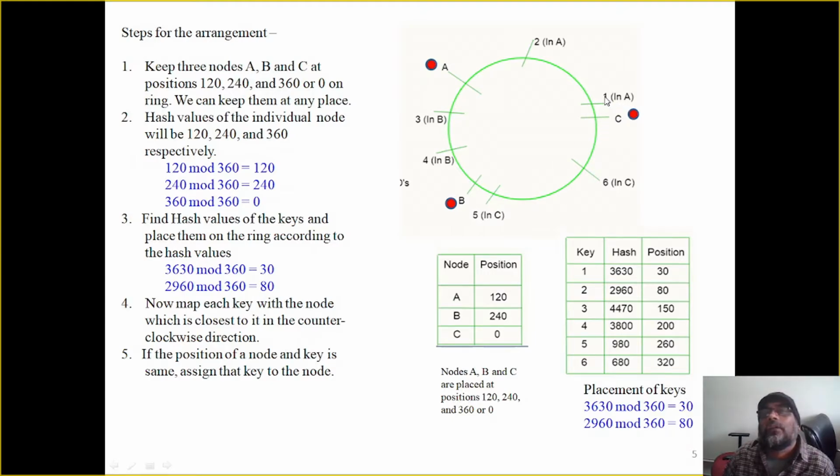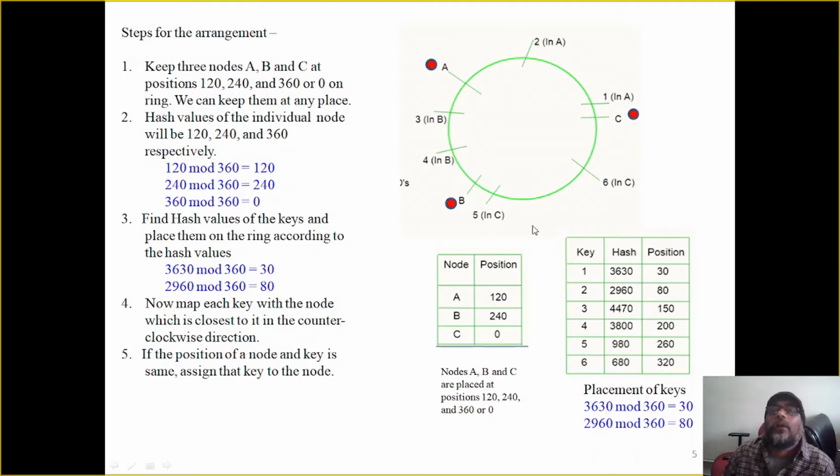Okay, so this is written as 1. Second, 2960, it is at 80 degrees, so this is 2. This is key 3, 150, then 200, 263, key 4, key 5 and key 6. They have been kept here.